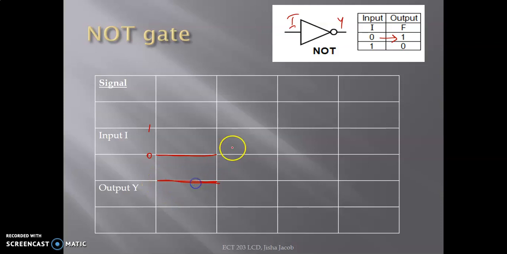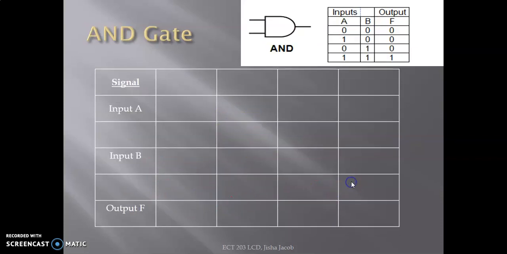Okay. Now, after that, input becomes 1. At that time, output becomes 0. So, from 0, input goes to a 1. And the output becomes 0 at that time. Again, if the input becomes 0, output will become 1. So this is the logic 1 and this is the logic 0. This is how we draw the timing diagram of NOT gate.